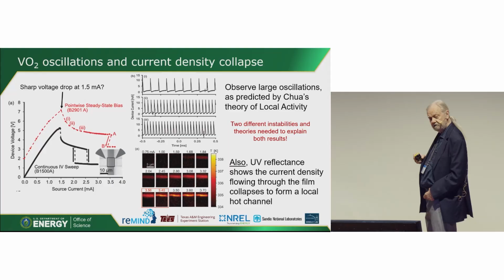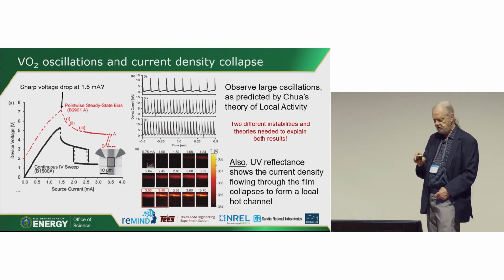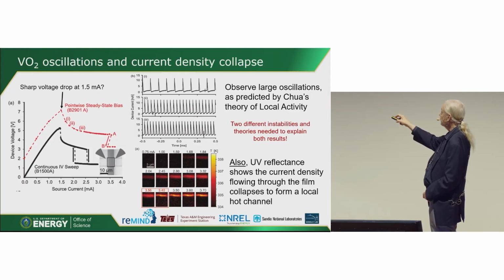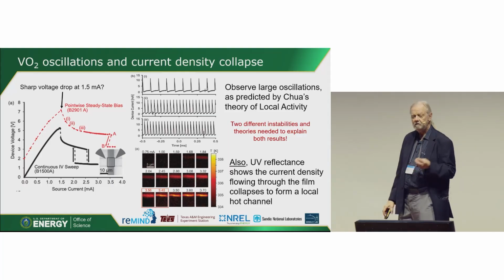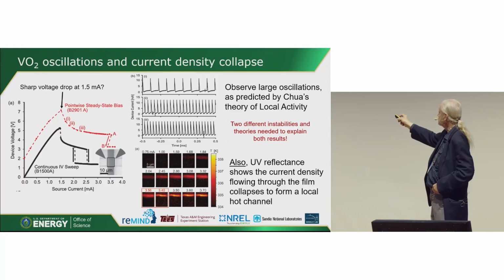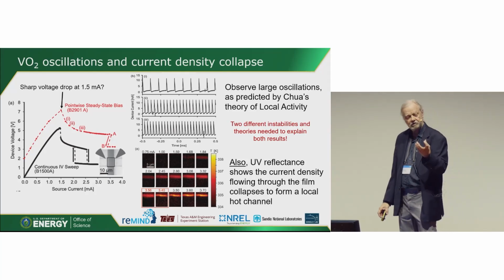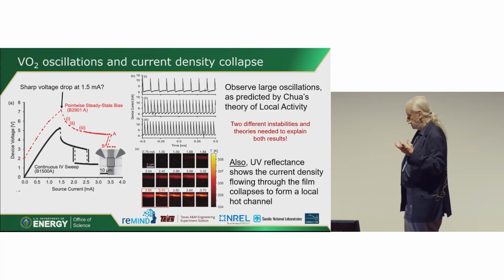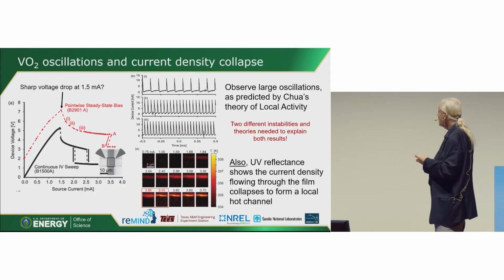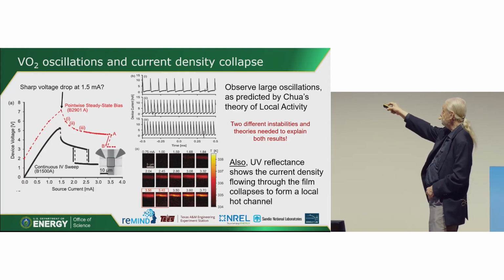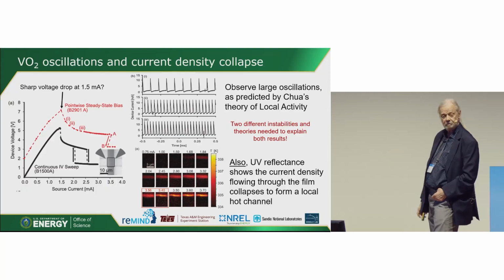However, there's something else that happens almost simultaneously, maybe not quite, and that is, I pointed out that there is this sharp decrease in the device voltage. And when that occurs, what we see is that we can measure the temperature with very high spatial resolution in our devices, and we see that there are these high temperature channels that form in the device. So all of a sudden, you have this concentration of current density, and it is accompanied by a sharp decrease in the voltage of the system.